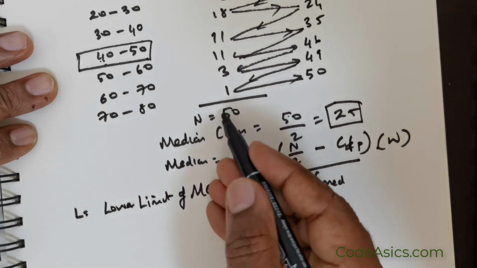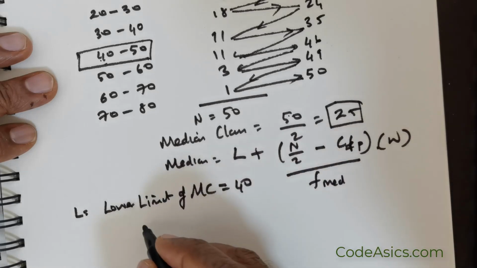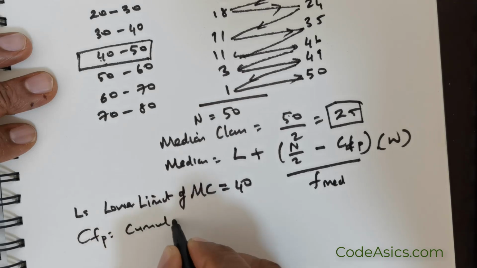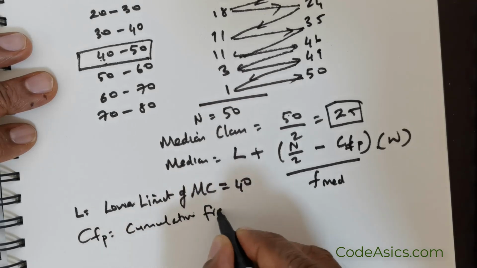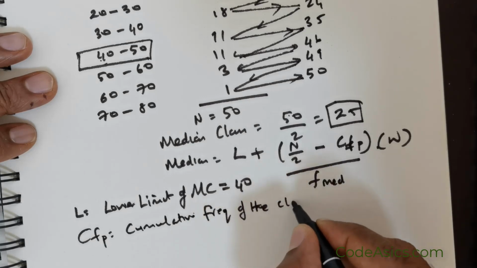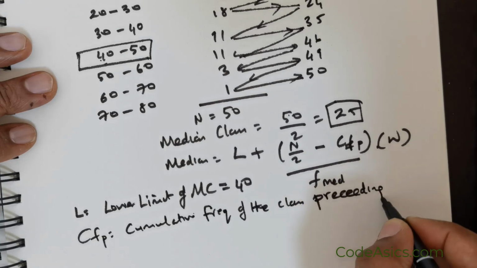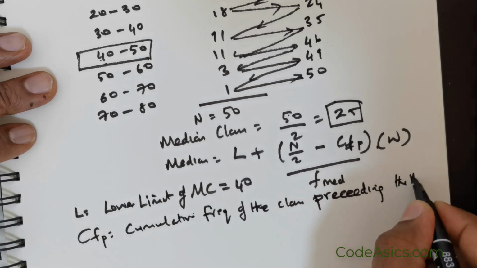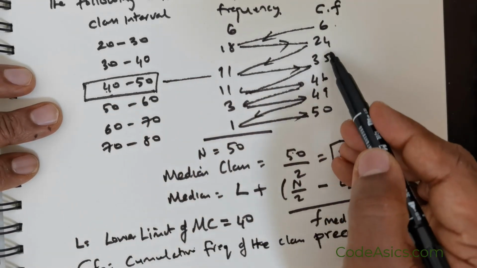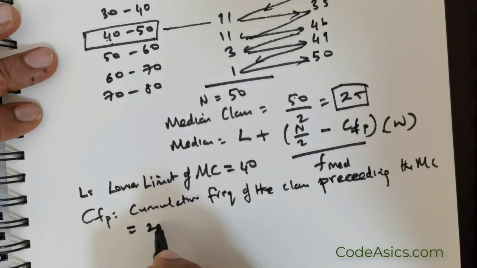Now we have already got N, which is 50. Now we need to know CFP. Now what is CFP? CFP is the cumulative frequency of the class preceding, that's a very important word, preceding the median class. So which is the median class here? This is the median class. And what is the cumulative frequency preceding the median class? 24. So this is going to be 24.